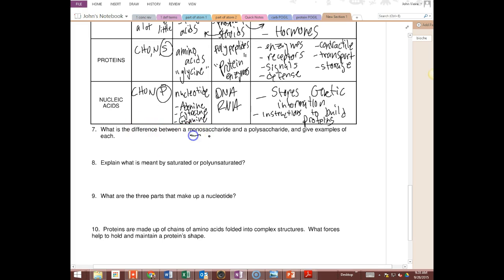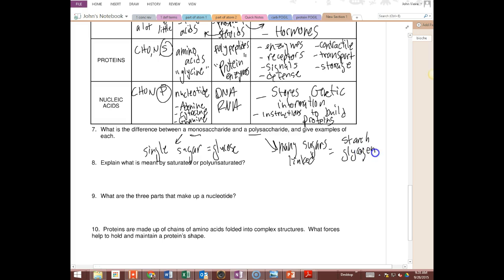What's the difference between a monosaccharide and a polysaccharide? A monosaccharide is a single sugar. An example would be like glucose. A polysaccharide is many sugars connected. An example would be like starch, glycogen, cellulose.